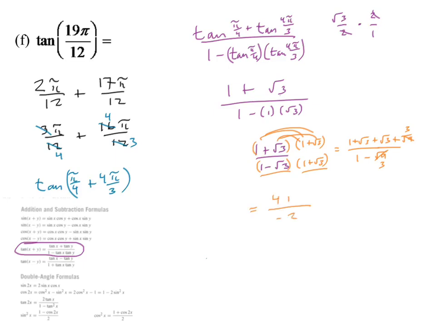I get a 4 on top, and I get 2 rad 3s. And then I divide each of these terms. I divide the 4 by -2, I get -2, and I divide the 2 rad 3 by -2, and I get minus rad 3, and there's my answer.